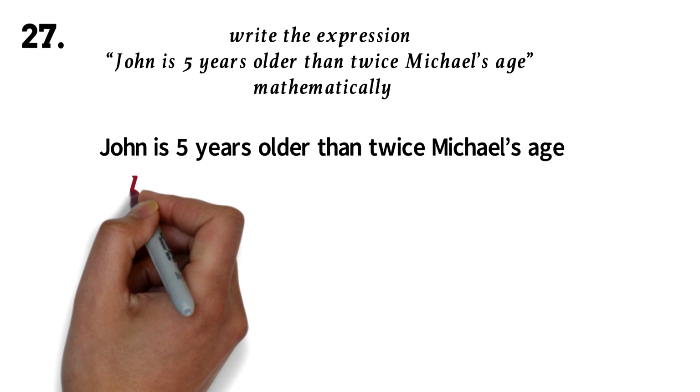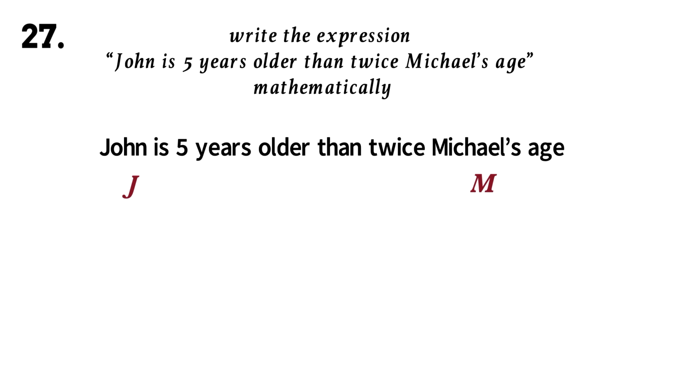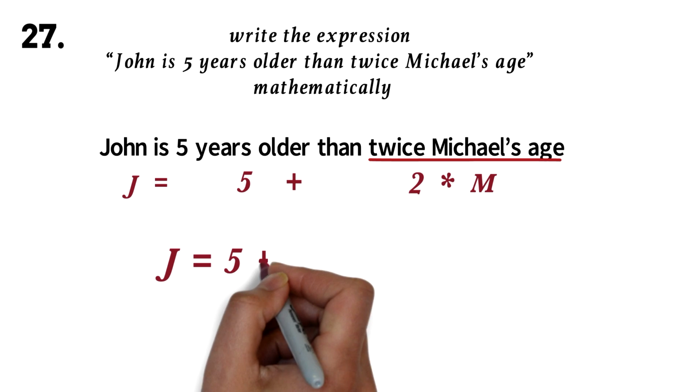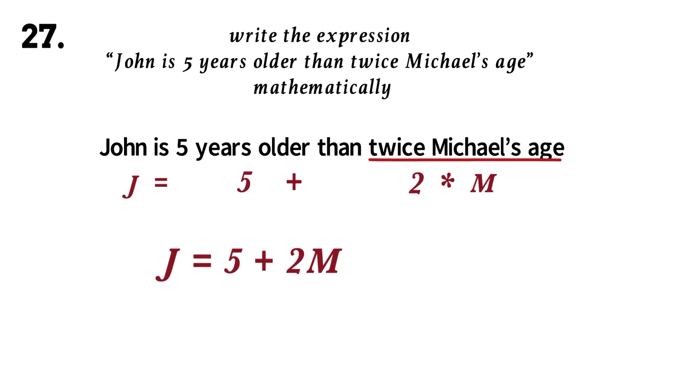We can represent John with J and Michael with M. Is means equal to. 5 years older than will be 5 plus. When you see words like bigger than, faster than, more than, and so on, they mean addition. We know that twice means 2 times, so twice Michael's age will be 2 times M. 2 times M is the same as 2M. So we have J equals 5 plus 2M as our answer.